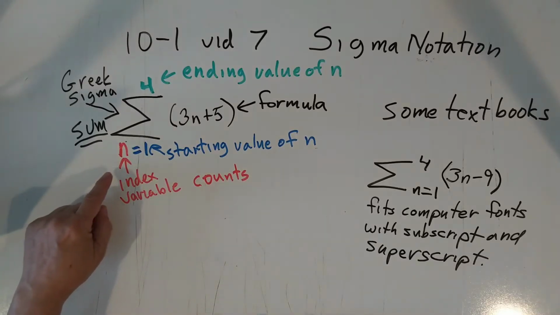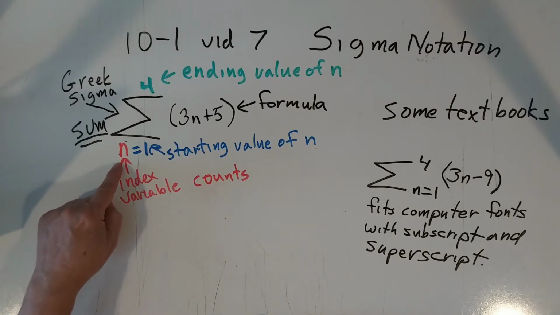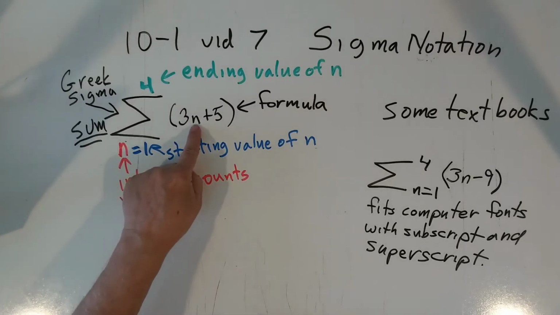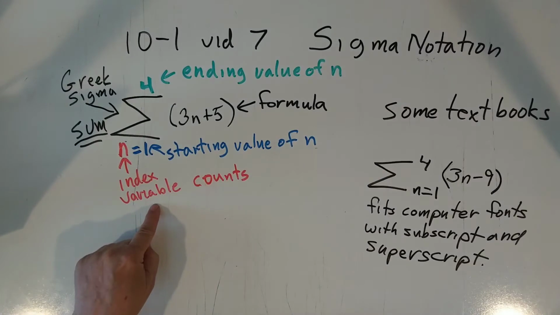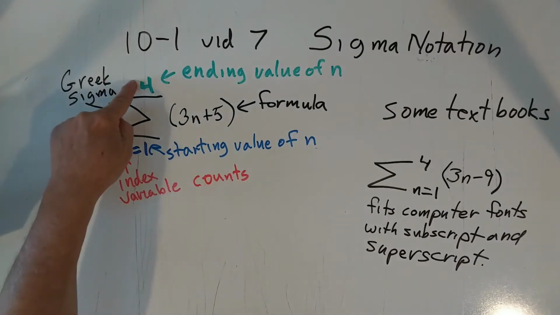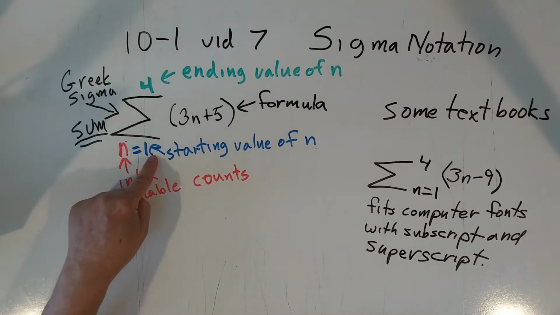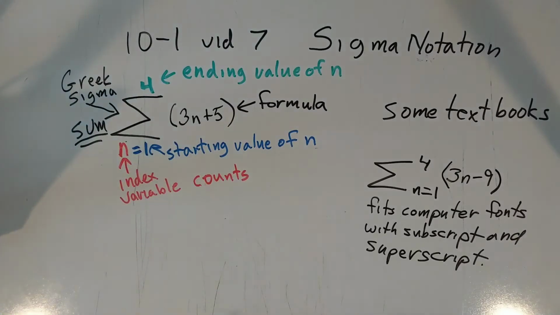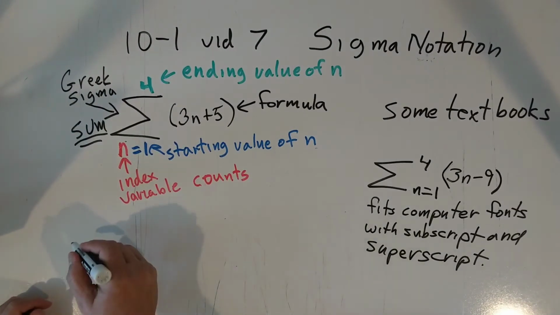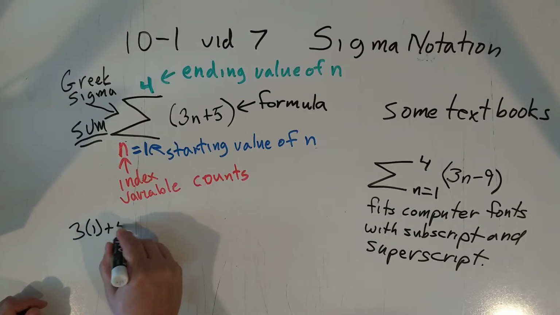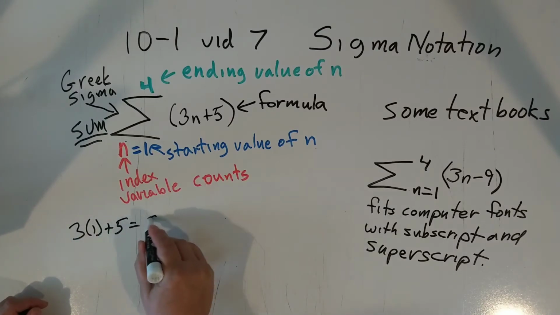So we have n being what we call our index variable, and notice n is then used in the formula, and it will start counting from the starting number to the ending number. In this case, we're going to start with 1 and go to 4: 1, 2, 3, 4. So we would be adding up 3 times 1 plus 5, which is 8.